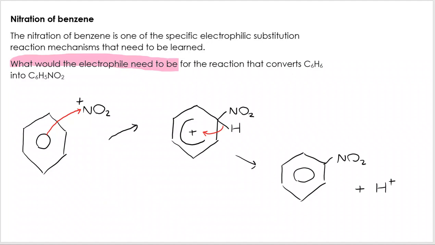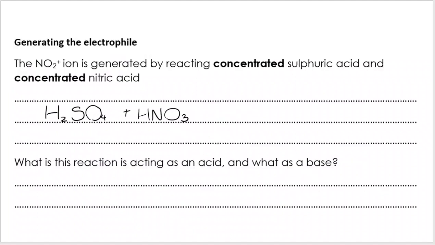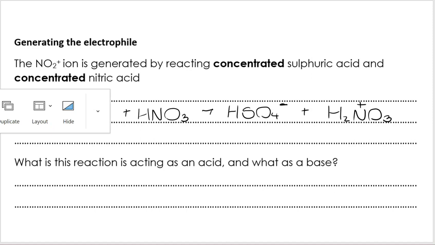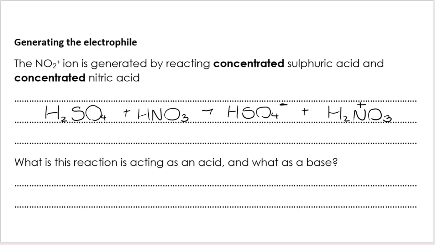A big extra part of this question is you need to know how the NO2+ is generated. We do it by reacting concentrated sulfuric and concentrated nitric acid. They are both in bold because if you miss one of them, you lose marks. For example, if you were asked in an exam and you wrote concentrated sulfuric and nitric acid, you would get 1 of 2 marks. But what actually happens when we react them? Well, the H2SO4 will donate a proton and the HNO3 will accept a proton. So we get HSO4- and H2NO3+.